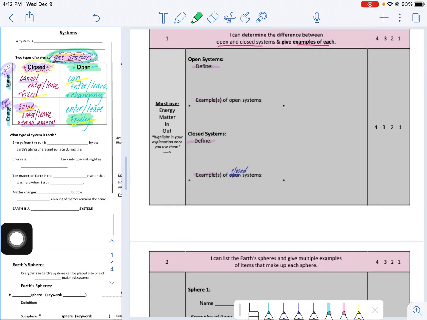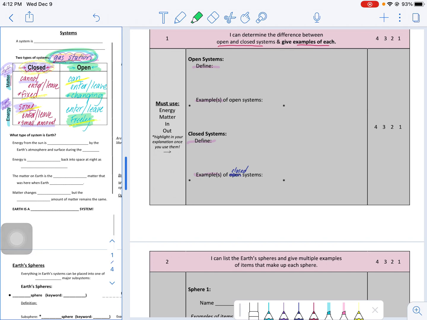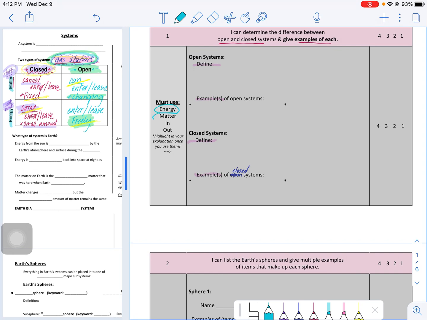So what you're thinking about here in your learning targets, in your definition, you better be having both energy and matter show up in your define, right? Matter can, energy can enter and leave, cannot, whatever it is, okay? And again, you've got those keywords also of in and out as you're talking about it, or in place of, rather, enter and leave, like we see on our notes here, okay? So stick with some of those keywords.